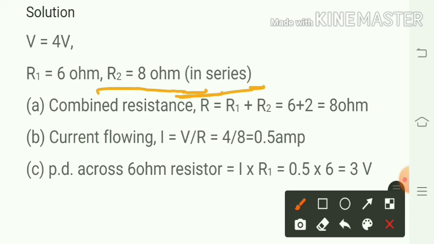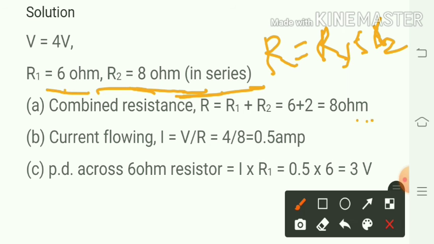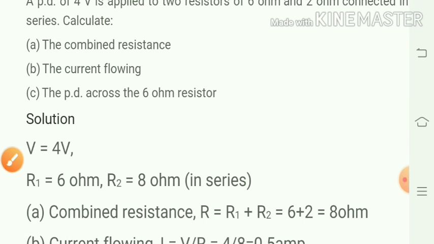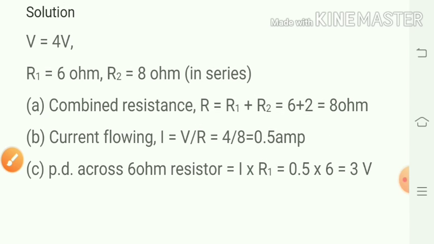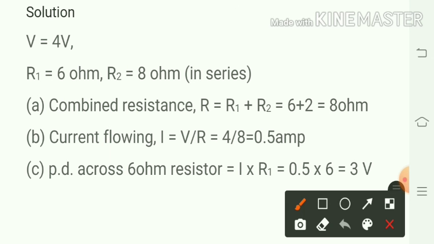Therefore, the resultant resistance R is equal to R1 plus R2. Thus 6 plus 2 here, that becomes equal to 8 ohm. So according to the given values, the resistance in series is 6 plus 2, that is 8 ohm.